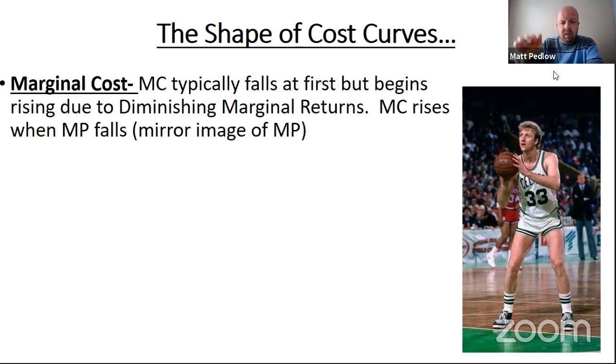So let's talk about first marginal cost. Marginal cost typically falls at first, just like the potatoes. 1 worker, they make 3. I hire 2 workers together, they make 7. It means on average, they made 3.5. That's driving my cost down.